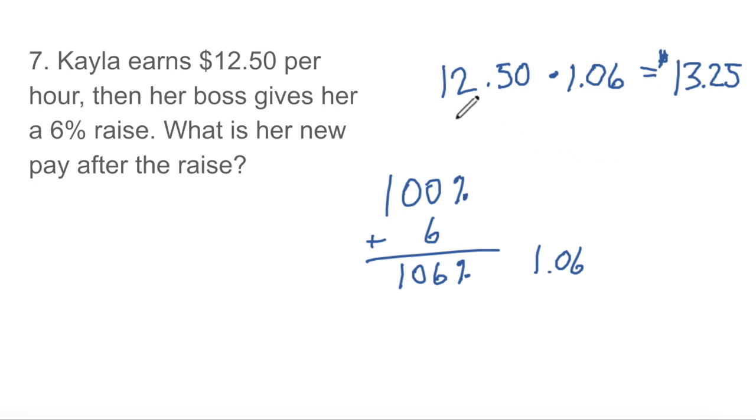Now, if they asked us for the increase, we could just subtract 13.25 minus 12.50, and we would get 75 cents. Or if they asked us for the increase, how much her raise was, well, it would be 6% of 12.50, right? 6% of 12.50 is 0.06 times 12.50, which would also give us 0.75, 75 cents. But it's asking us for the new pay. We want to make sure that we count her full amount of the old pay, 100%, plus 6% more.